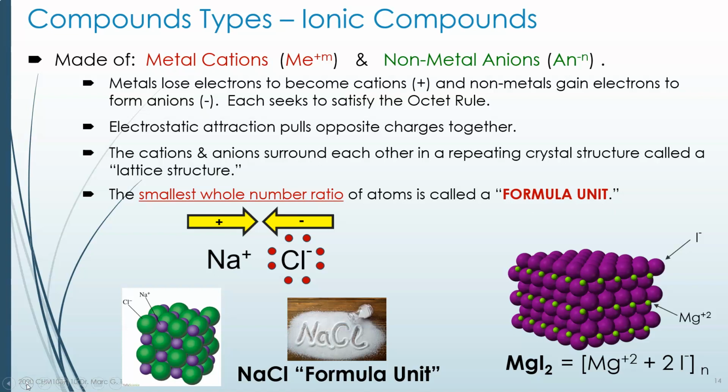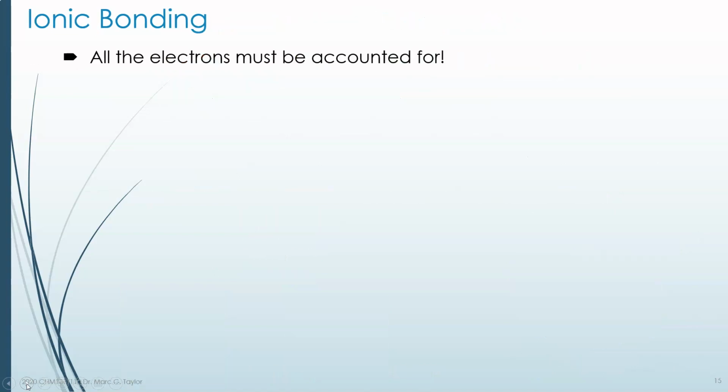The formula unit is the smallest ratio formula of that particular ionic compound. So in sodium chloride, NaCl is the formula unit. It's really many Nas and many Cls, but it's a 1-to-1 ratio. And in magnesium iodide, it's really many magnesiums and twice as many iodides, but it's a 1-to-2 ratio. So the formula unit for magnesium iodide would be MgI2. But the reality is the structure has many, many more atoms than that.